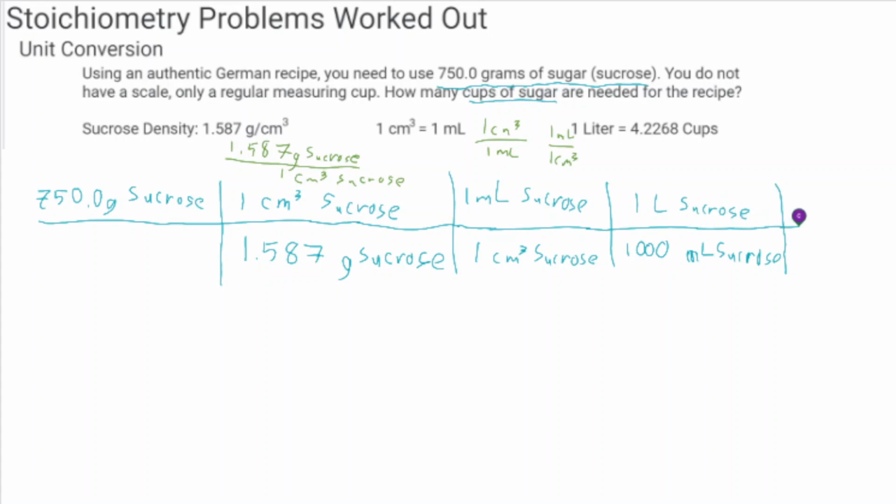All right, so now that we have liters of sucrose, we'll look for another equality, and the question gives us one where we have liters to cups. And so we'll say for every 1 liter of sucrose, we have 4.2268 cups of sucrose.